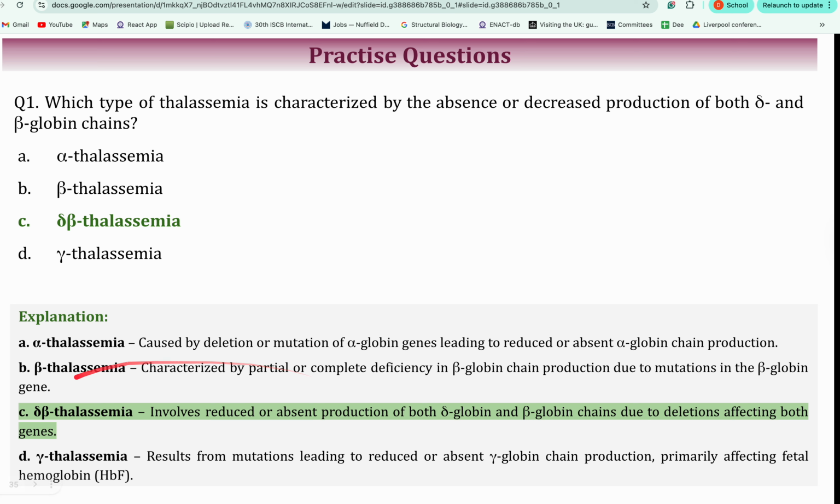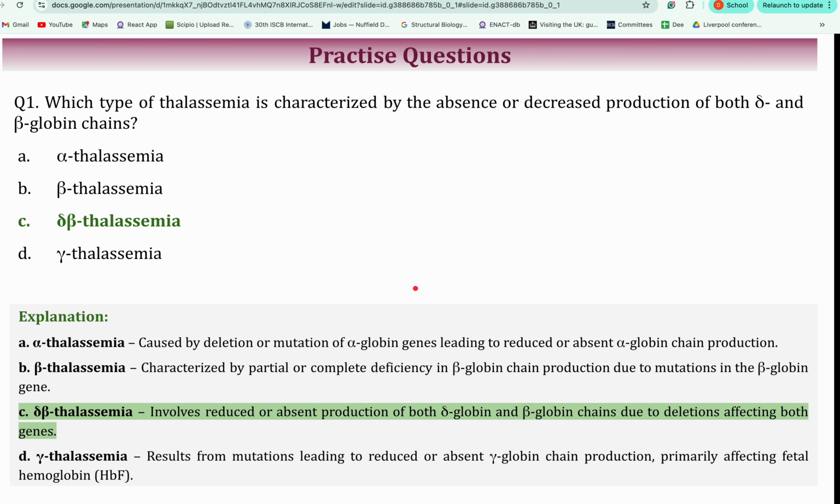And if we talk about beta thalassemia, then it is characterized by partial or complete deficiency in the beta globin chain. So from the name it is clear. Alpha means there is some problem in the alpha globin gene, beta means there is deficiency in the beta globin chain, delta beta means the production of both the delta and beta globin chains is affected, and gamma means there is absence or mutation in the gamma globin chain. So from now on, keep this in mind.